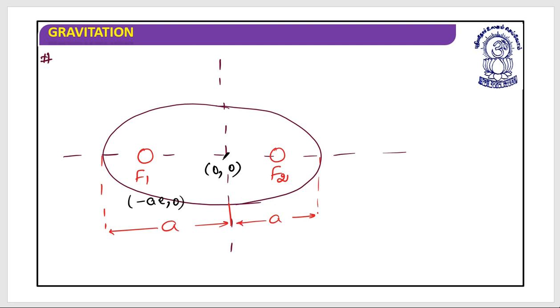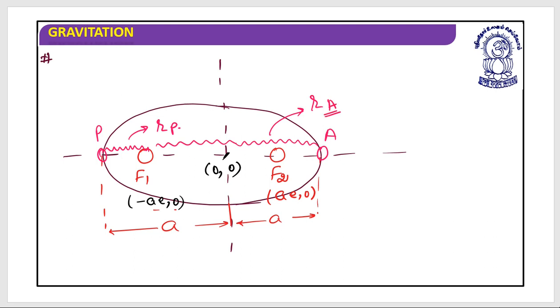Now this is F1, this is F2, this is minus a comma 0, and this focus is at plus a comma 0. Now if I write down this distance, this is RP, and we call this point the perihelion and this point the aphelion. So this distance is RP, while this distance, the farthest point from the sun, let's call RA. This is the RA aphelion.